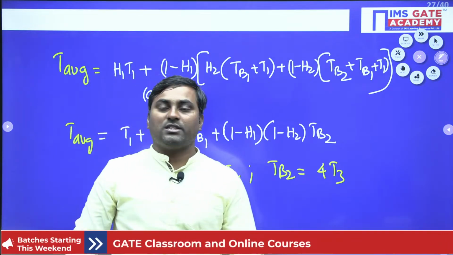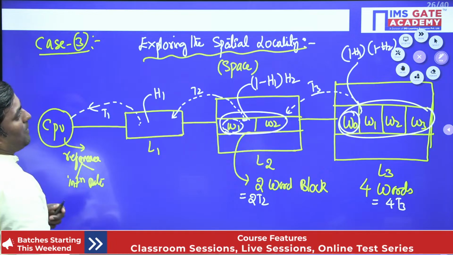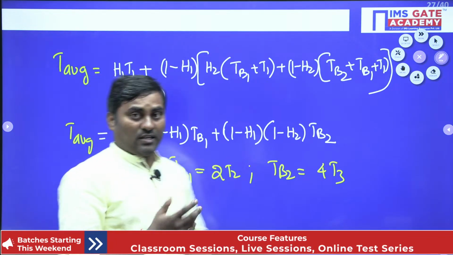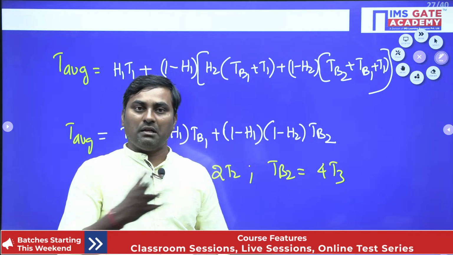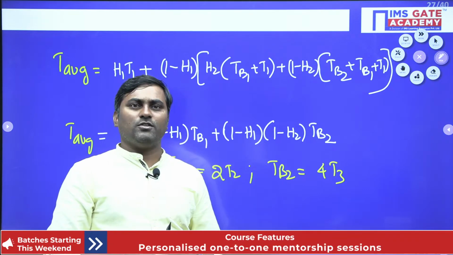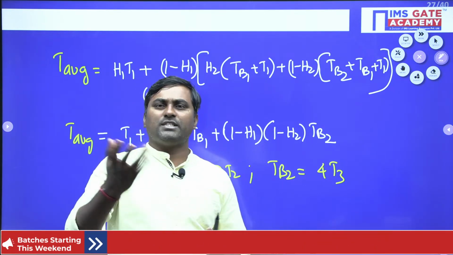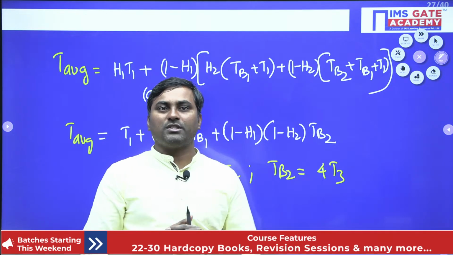So these are the 3 cases we have seen. There are 3 cases of connectivity: parallel connection, level by level with only temporal locality, and the second was spatial locality. I hope you understand.